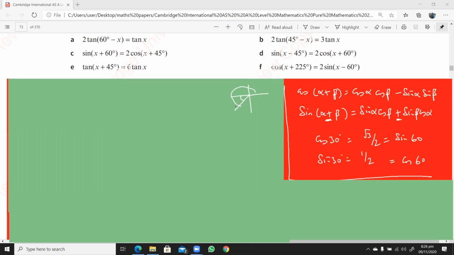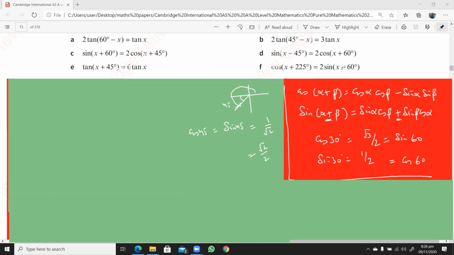This is 225 with the basic angle 45 here. So you need to know what is cos 45. Cos 45 and sine 45 are both the same. That is equal to 1 over under root 2, or you can write it as under root 2 over 2. And in this quadrant both of them are negative.